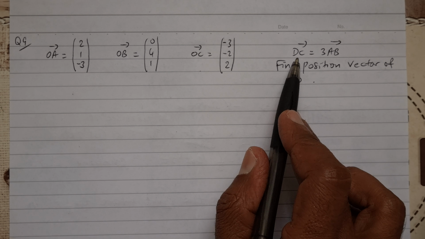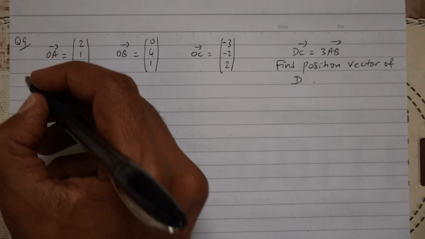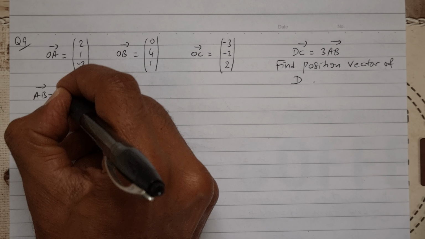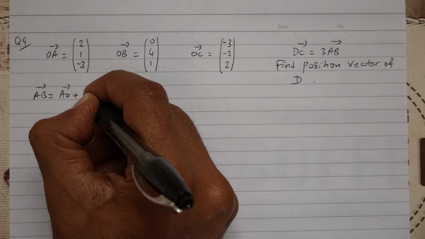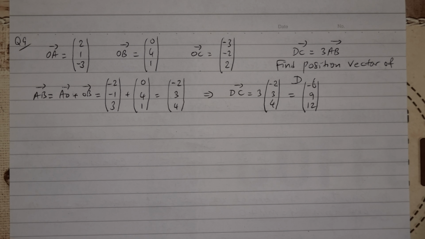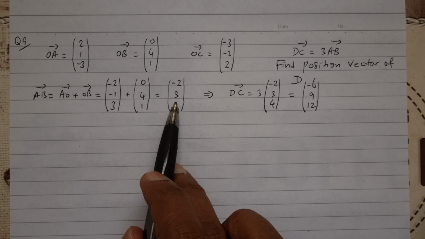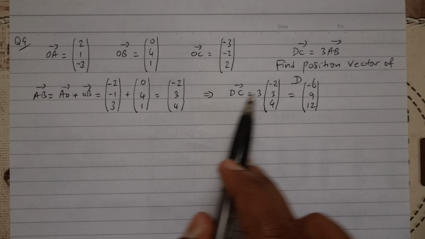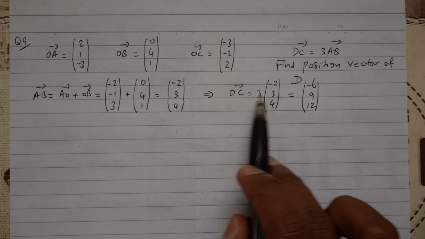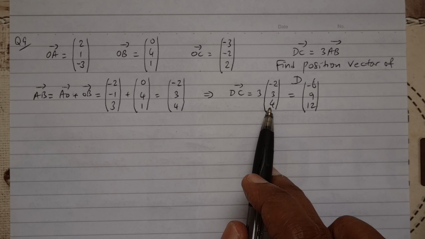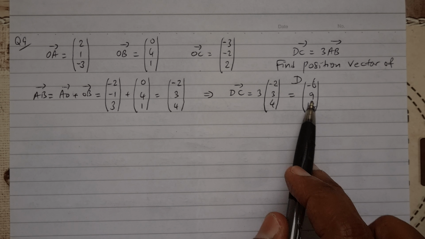And the condition is DC is equal to 3 times AB. So what I'm going to do is try to find the vector AB, which is AO plus OB. And if we do AO plus OB, we'll get (-2, 3, 4). And of course, DC is 3 times AB, so 3 times that vector is equal to (-6, 9, 12).